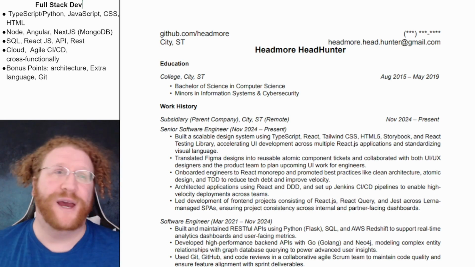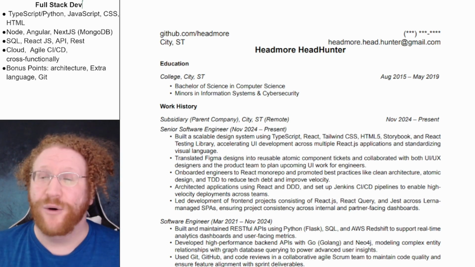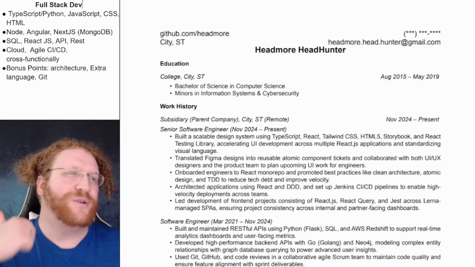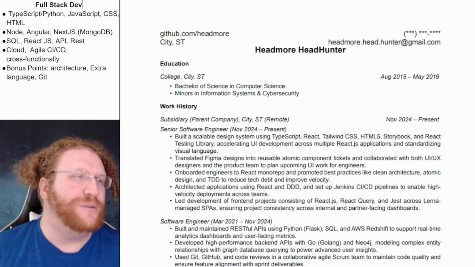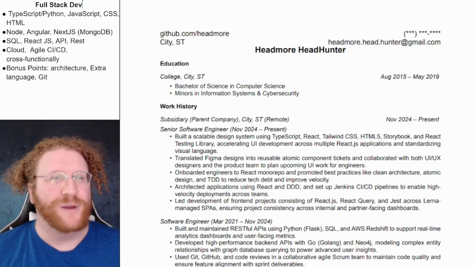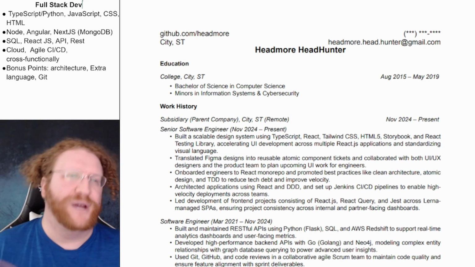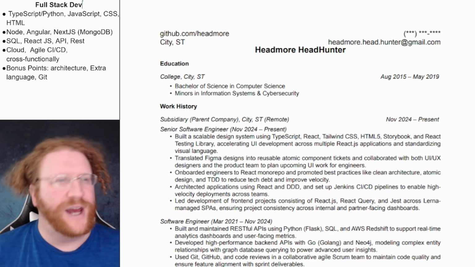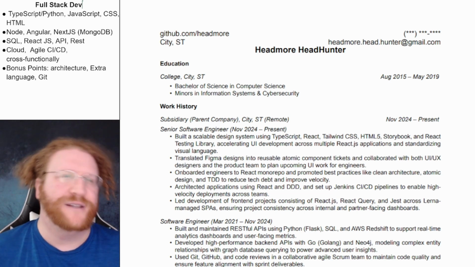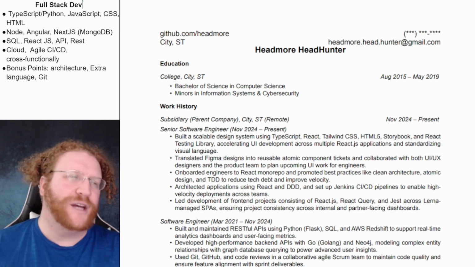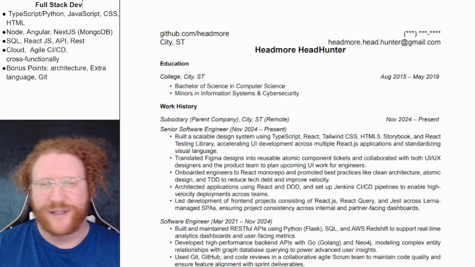This is a resume of a full stack developer. So, as per usual, what we're going to be looking for in a full stack dev is TypeScript, Python, JavaScript, CSS, HTML. Some jobs wanted like Java and Kotlin, but most of them wanted Python instead. But so Node, Angular, Next.js, MongoDB, SQL, React.js, API, REST, Cloud, Agile, CI/CD. Cross-functionally is a bonus, and bonus points is the word architecture, any additional languages, and Git.